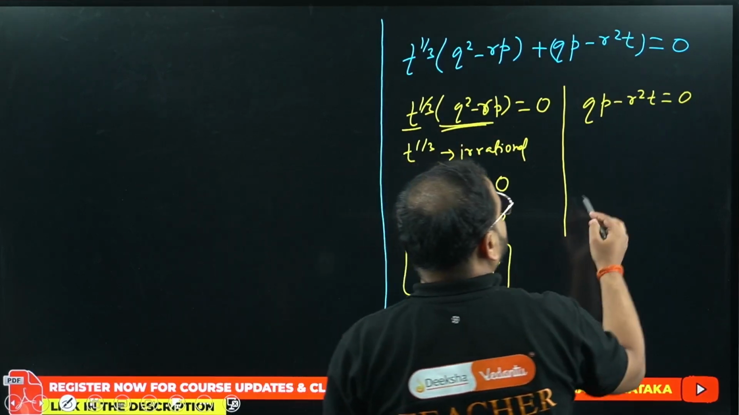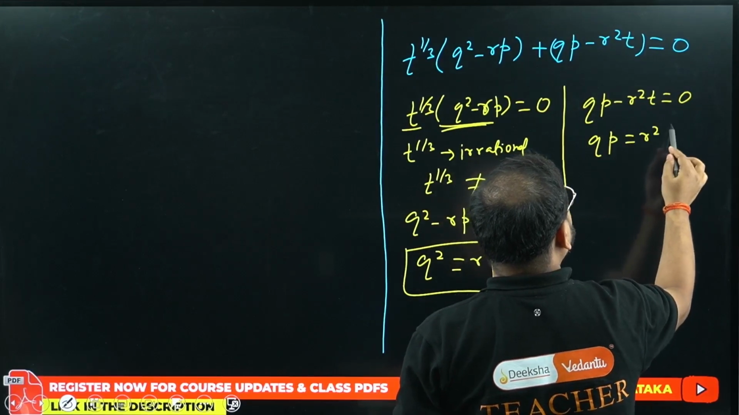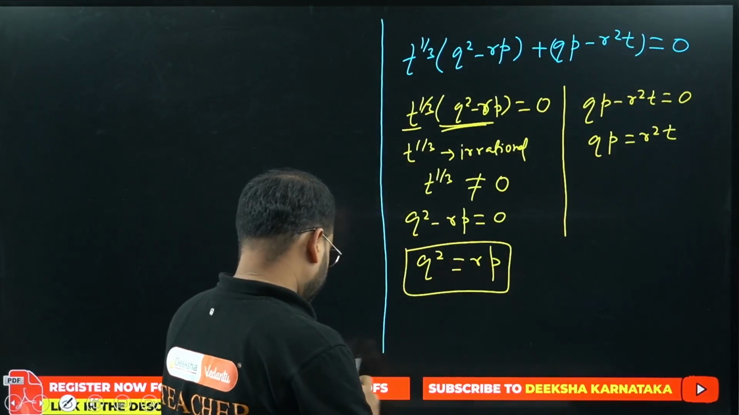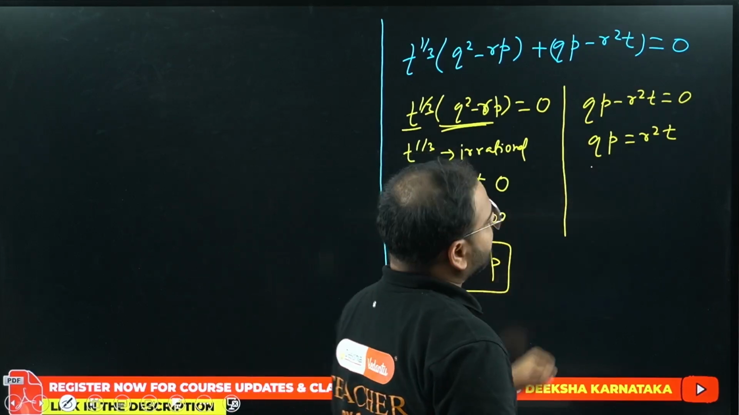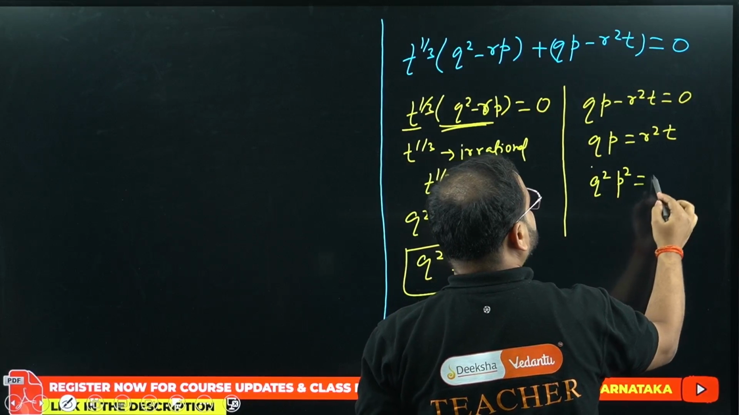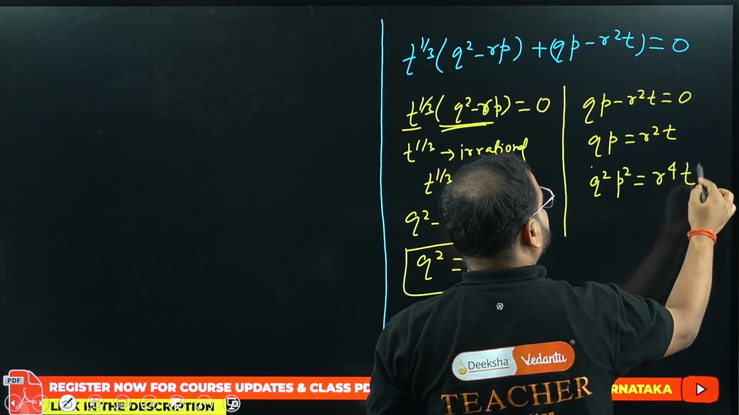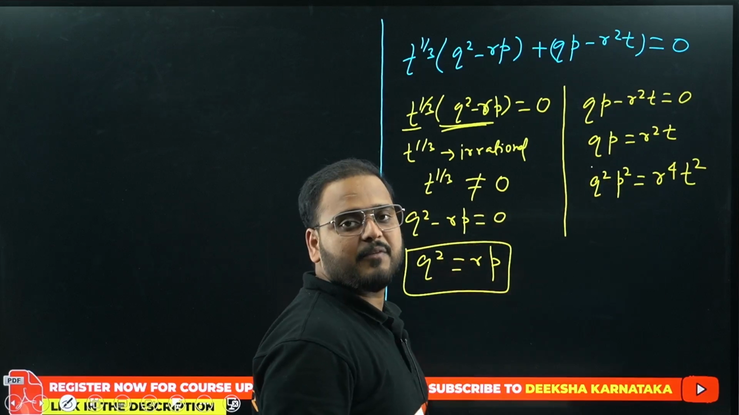Chaliye. What about this? From here we get what? qp equals to r square t. Now check here. I have q square. So I need to square this thing to get the relation again. So I can square it like this. Q square p square equals to r power 4 t square by squaring both sides.